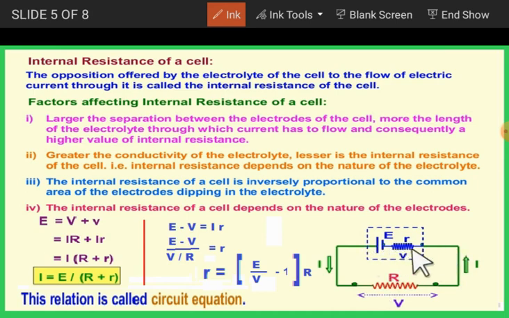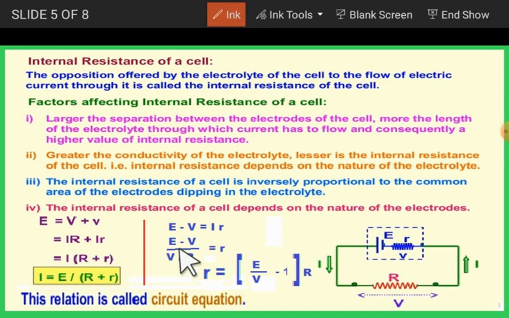Symbolically, we generally draw it like this: cell, with the internal resistance drawn outside. Got it? So the EMF, the maximum potential difference, we call simply EMF. So EMF is more than the potential difference of a cell. By how much is it more? By the potential drop across this internal resistance. So the difference will be equal to what? Ir, the potential drop across the internal resistance.